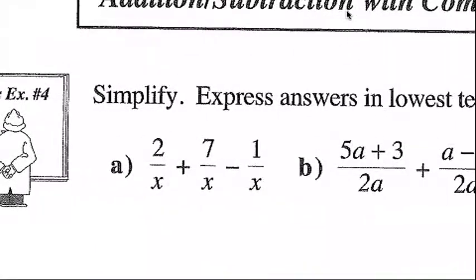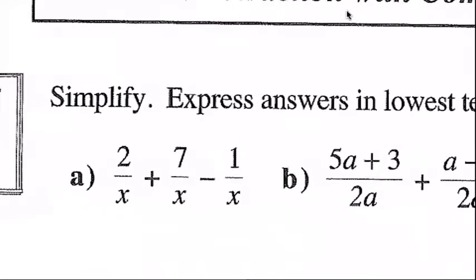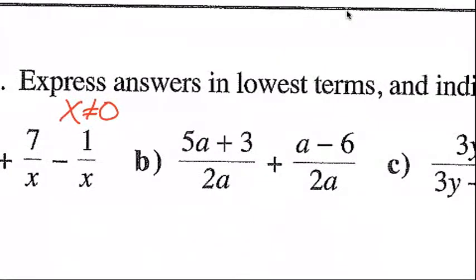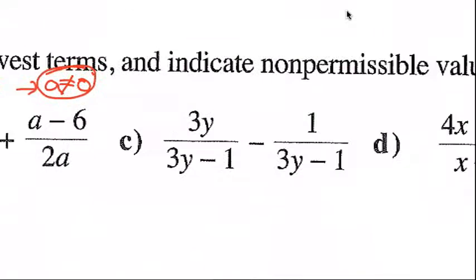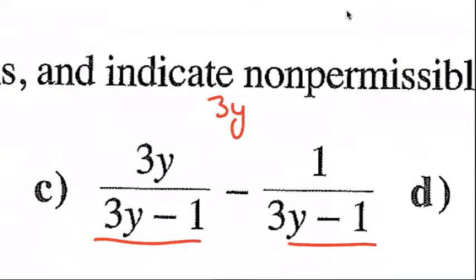X is in the denominator. It's just x. In this case, I can just very quickly say, hey, you know what? X cannot equal 0. Over here, I'm going to say 2a cannot equal 0, which simplifies to a cannot equal 0. Both of these are 3y minus 1. So I'm going to say 3y minus 1 cannot equal 0. So I'm going to add 1, divide by 3. Y cannot equal 1 over 3.